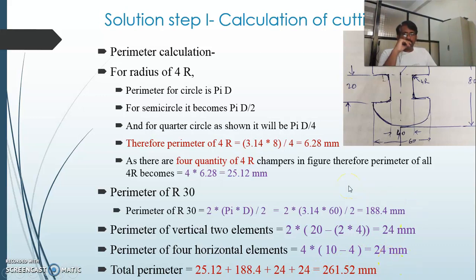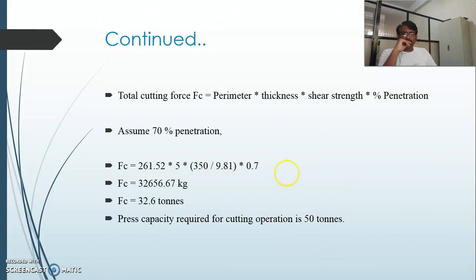So after calculation of the perimeter, we should go for calculation of the cutting force, and it will be given with the formula as perimeter into thickness into shear strength into percentage penetration. Assuming 70% of the penetration, we can calculate the FC as FC is equal to the perimeter 261.52 into thickness 5 mm into the shear strength which has been provided in the numerical as Newton per mm square, and we have to calculate in the press capacity into tonnage. So we have to convert this Newton into kg, and for that purpose 350 divided by 9.81 into percentage penetration 0.7. 70% penetration we have considered.